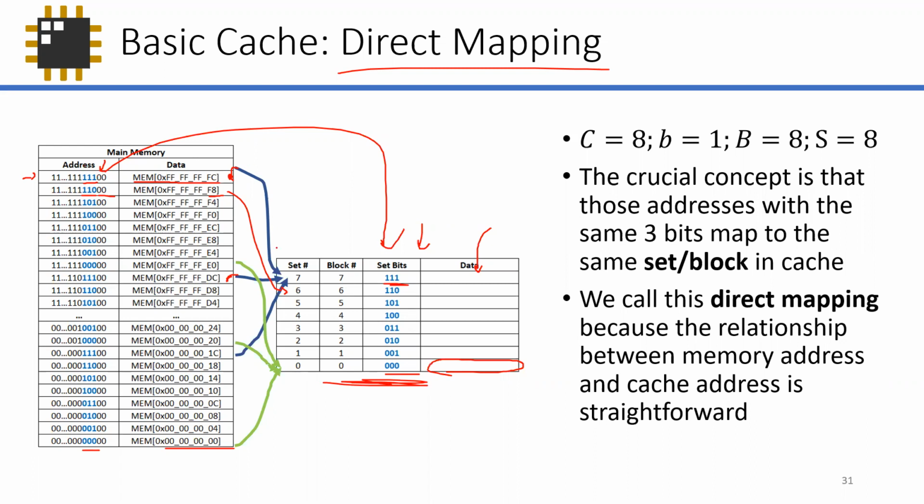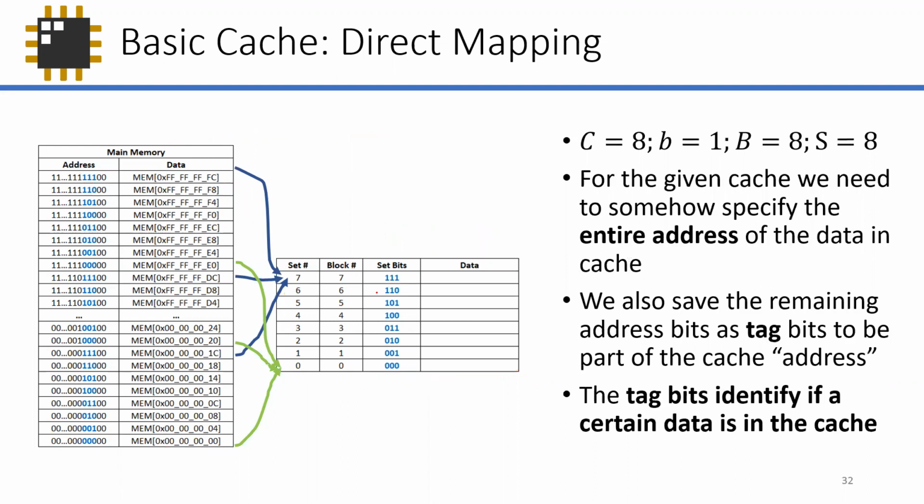That's what you're gonna grab and put that mapping from the main memory into the cache. Now, for the given cache, we need to somehow specify the entire address. Because how do we know that the data over here belongs to either FFFFC or DC or, I don't know, 0001C? How do we do that? We need to use all the remaining upper bits as my tag bits.